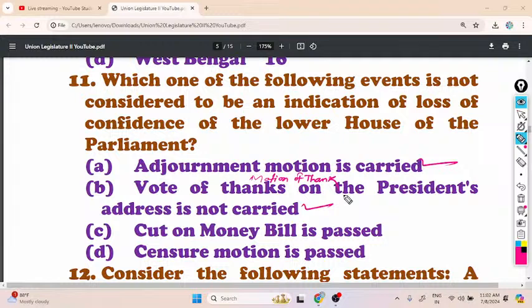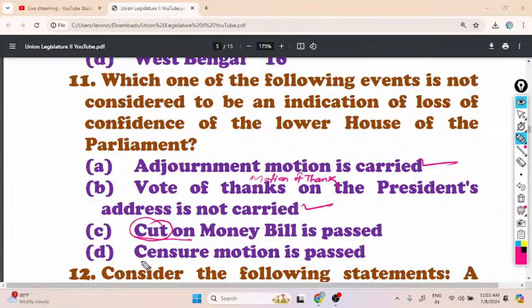That is a parliamentary provision. After the President finishes the speech, the parliament brings a motion to thank him, that is called the motion of thanks, and it is introduced by the ruling party. If the motion of thanks is not voted by a majority of the members, then it will show that the government has lost confidence. A cut motion is also a type of motion introduced by the opposition against the government during the passage of the budget or demand for grants in Lok Sabha.